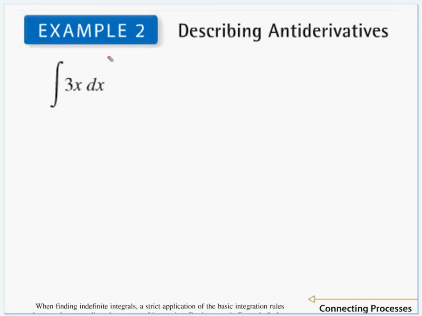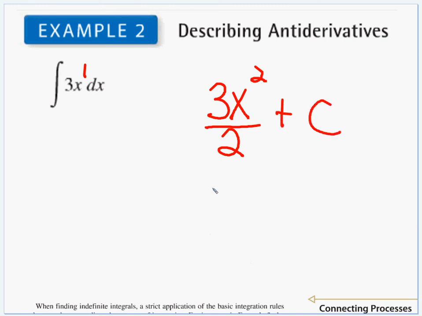Okay, here we go. Example 2. Antiderive 3x to the first power. So we are going to raise the power by 1, 3x to the second power, and divide by the new power. Don't forget to put on your plus c. And of course, you could also write that as 3 halves with the x squared off of it plus c, or the x squared could be in the numerator with the 3, as long as it's not distinctly in the denominator.